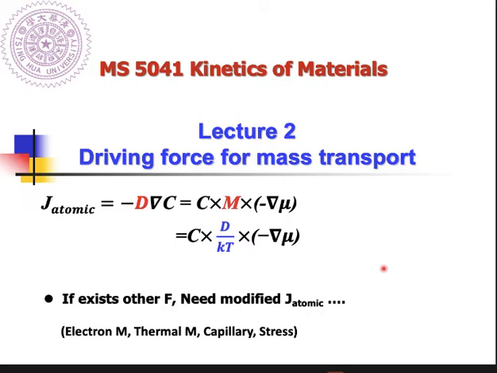Quick review of the previous class. In the previous class, we talked about the driving force for mass transport. In order to quantitatively describe the magnitude of atomic flux, we use the atomic flux J sub i, or J sub 1. Based on Fick's first law, atomic flux can be expressed as minus diffusivity times concentration gradient, or as concentration times mobility times driving force. Here the driving force will be the minus chemical potential gradient.